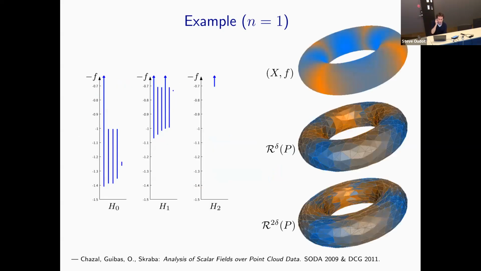Here's another example coming from that paper. Here we still have a function that is valued in R, but the domain is no longer a piece of Euclidean space. It's still two-dimensional, but now it's a torus, and I have the function whose values are color-coded here, where orange are higher values and blue are lower values.